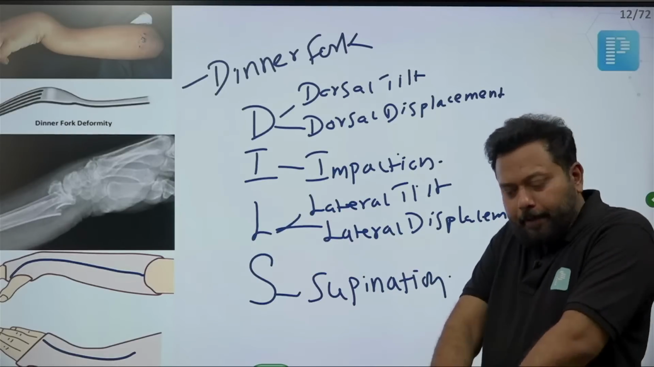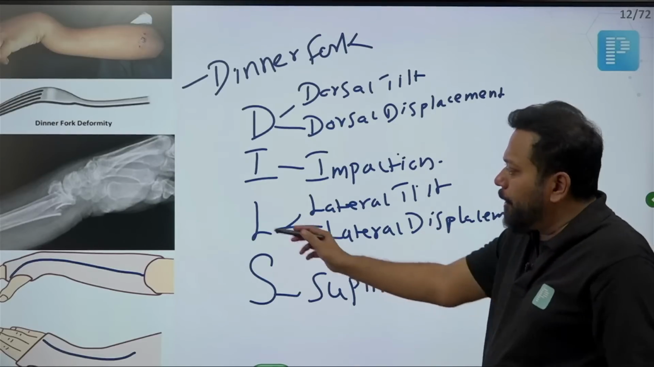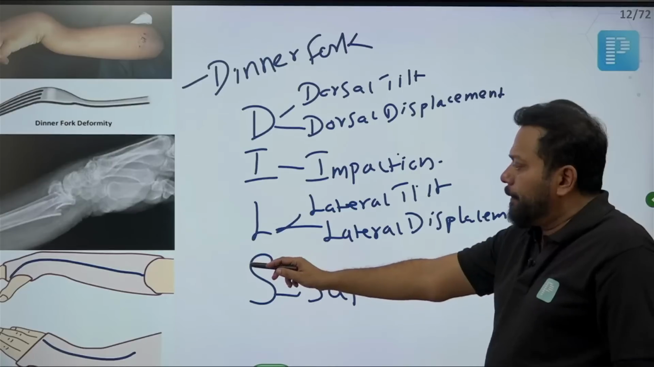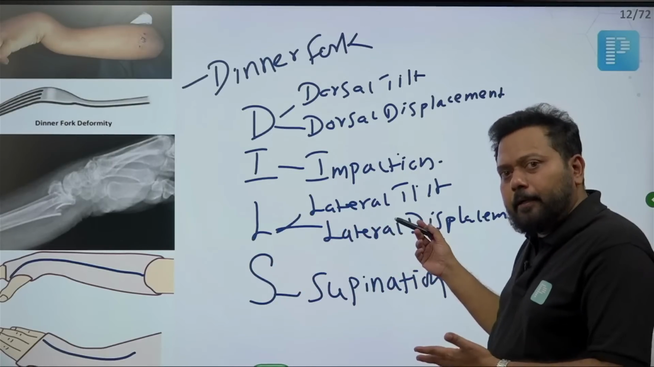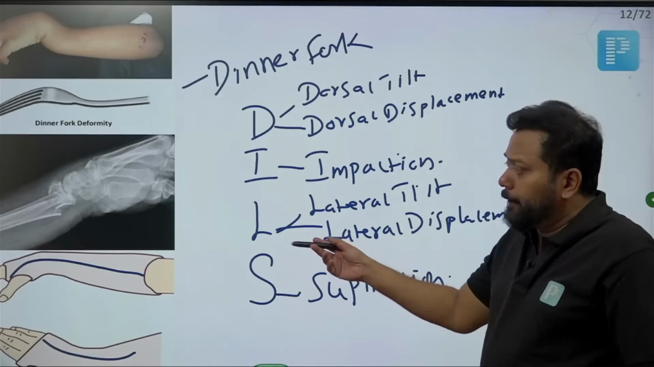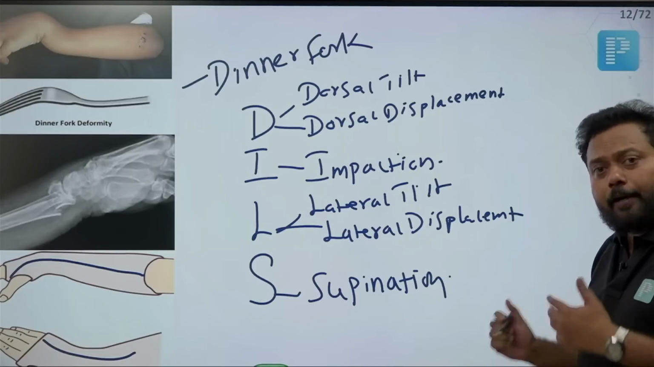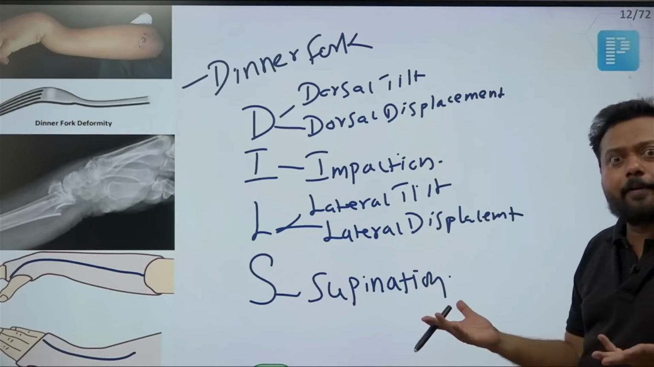Below elbow POP cast given in traction, kept in palmar flexion and ulnar deviation. Palmar flexion neutralizes the dorsal tilt and dorsal displacement. Ulnar deviation neutralizes the lateral tilt and lateral displacement. The cast is given in pronation, that neutralizes the supination, and your traction neutralizes the impaction. All the displacing forces are neutralized and the patient will have an excellent result.